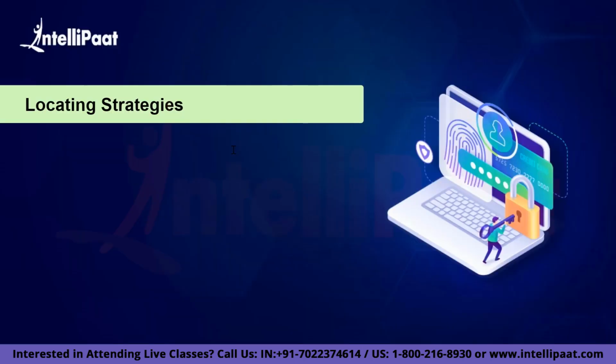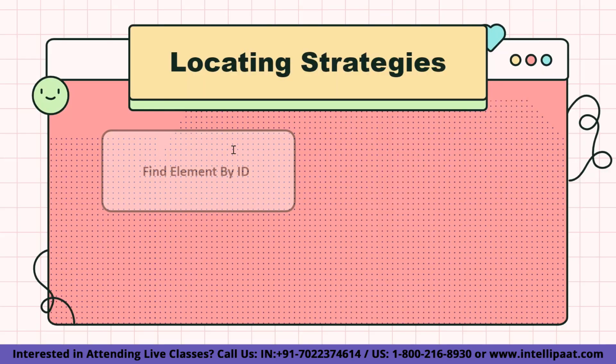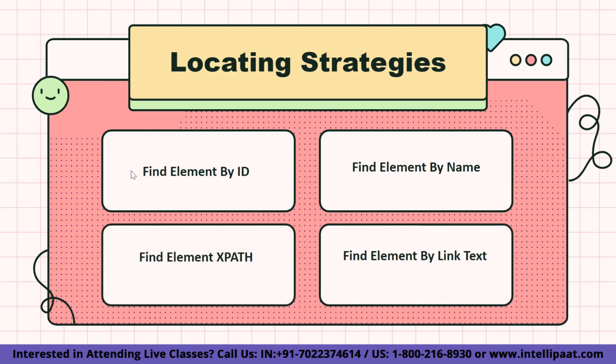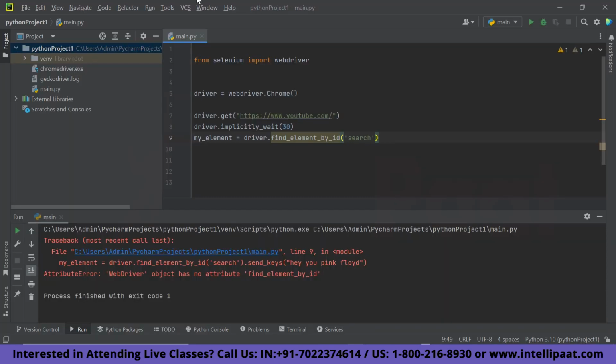Now let's study locating strategies. The first one is by element ID. We're going to find the element by its ID. Let's see a hands-on example. Our attribute will be finding an element by ID, and then we will perform our automation. As you can see here, I have already created a boilerplate of our code. What we will be doing is navigating to youtube.com, where we are going to find the element by ID using the search ID. Let me show you what we are going to do.